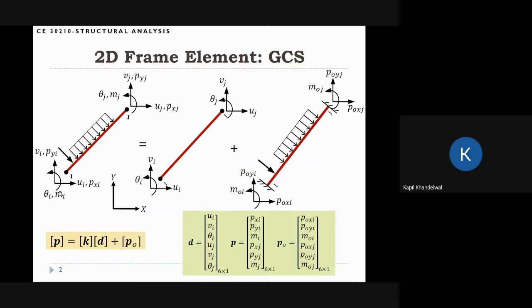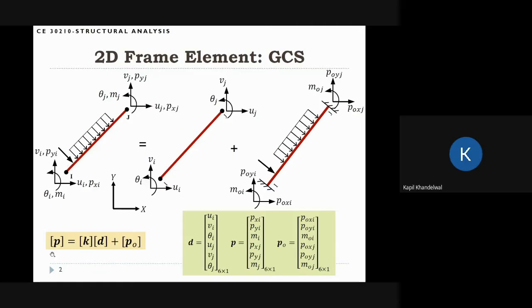This is a frame element, and the degrees of freedom are aligned in the global X and Y direction. So degrees of freedom are ui, vi, theta i, uj, vj, theta j. And theta j, the degree of freedom is in the Z direction. So we are using the right-hand rule, so anti-clockwise direction is the positive direction.